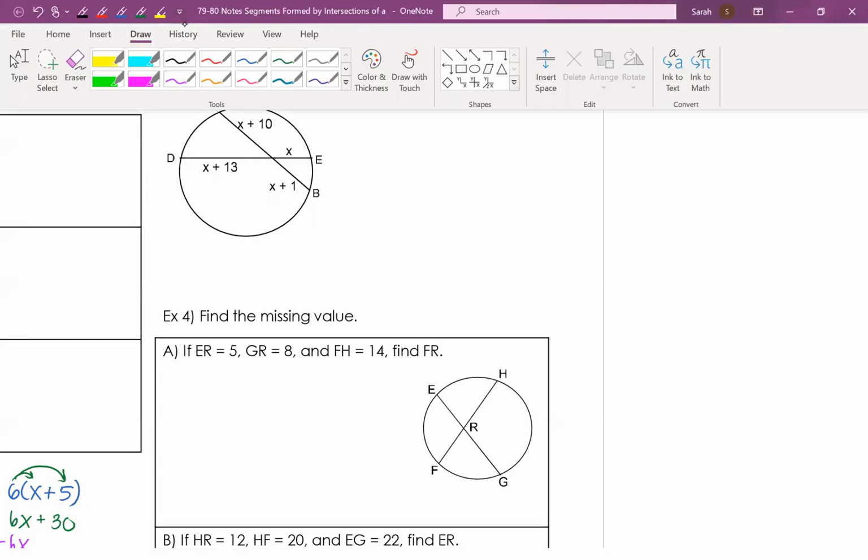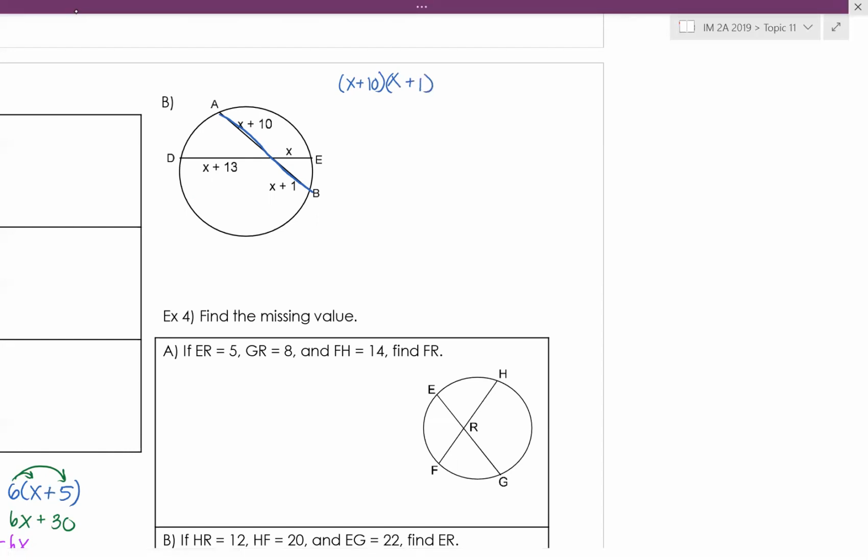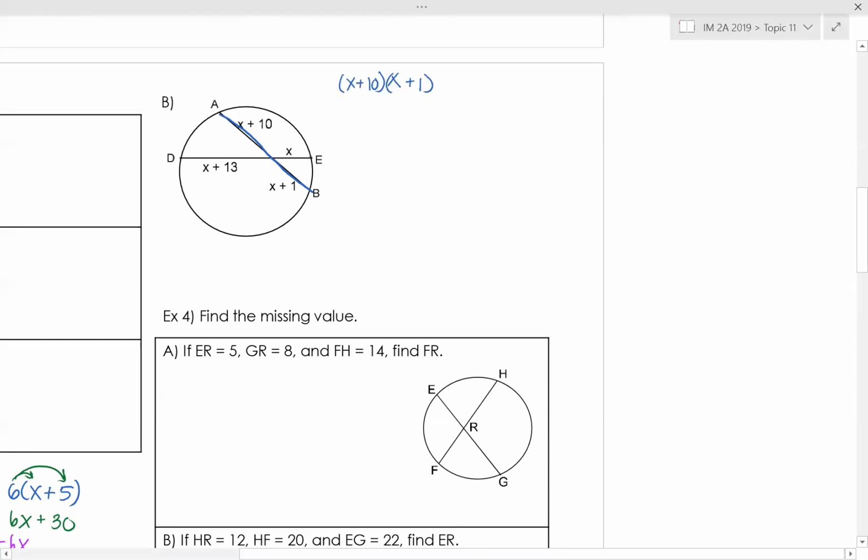So if I'm looking at this line here, AB, the parts of AB are x plus 10 and x plus 1. So x plus 10 times x plus 1 is equal to the product of the parts of DE. So the parts of DE are x and x plus 13.